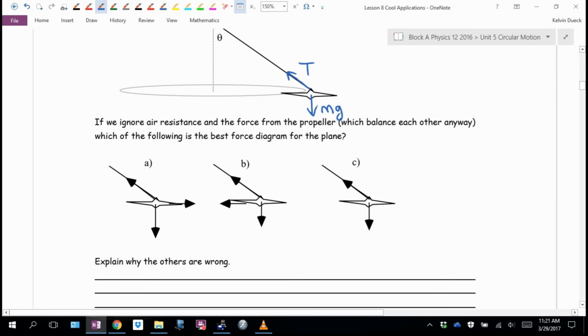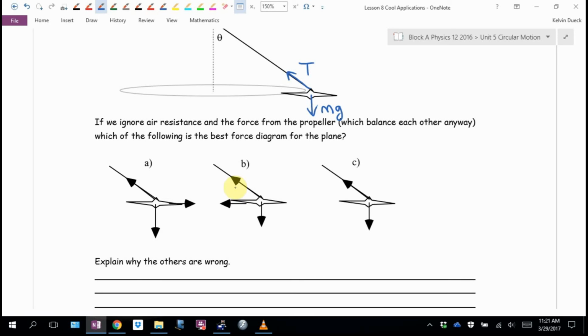What else? Is there a normal force? Are we on a surface? Okay. What path are we tracing out? So where is my net force pointing? Toward the center, but that force doesn't show up on the free body diagram.